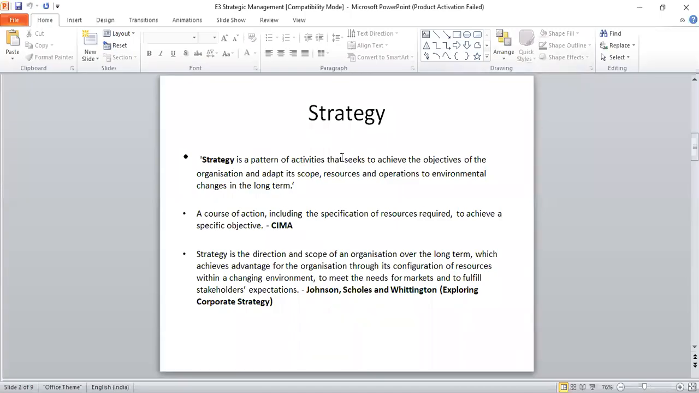We have to understand what is the meaning of the paper title, which is called strategic management. So let's first understand what is the meaning of strategy. It says that strategy is the pattern of activities that seeks to achieve the objectives of the organization and adapt its scope, resources, and operations to the environmental changes in the long term. Basically, what does it mean?